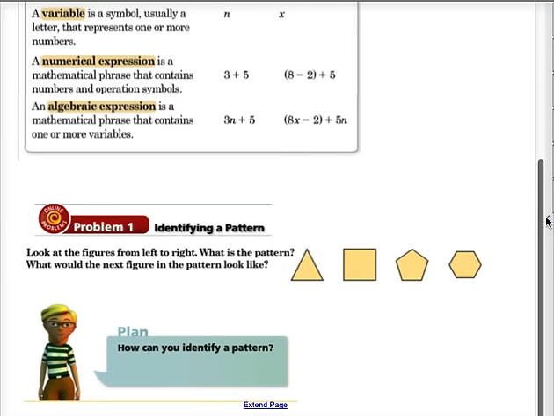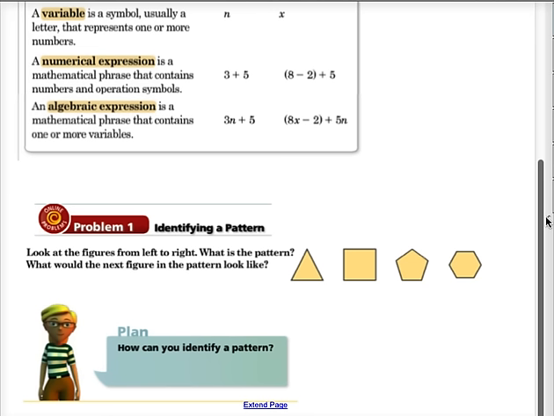So look at the figures from left to right. What is the pattern? What would the next figure in the pattern look like? All right, so coming from geometry, hopefully this is something that you could probably just roll off the tongue. So the first figure, second figure, third figure, fourth figure, something I hope that you see developing.